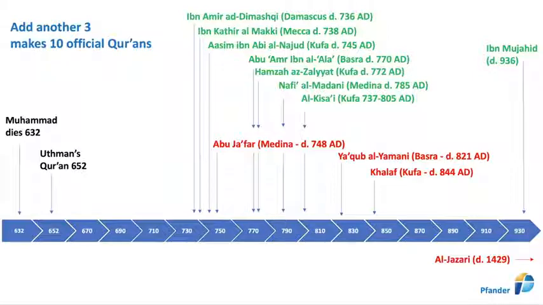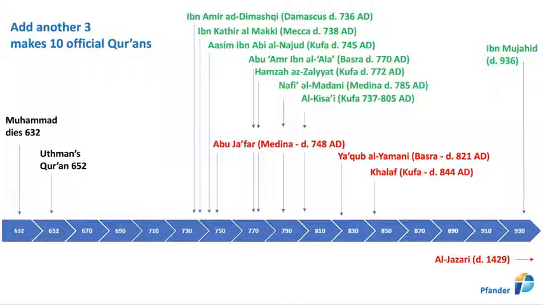Forget about the first one. Forget about the 7. Forget about the Qurayshi one. Let's go to these 7 plus 3, which equal 10. And it's these 10 that Muslims are claiming are the creme de la creme, the best of the best of all the reciters. Now look at their dates. 736, 738, 745, 770, 772, 785, 805, 748, 821, 844. Look at their dates, folks.